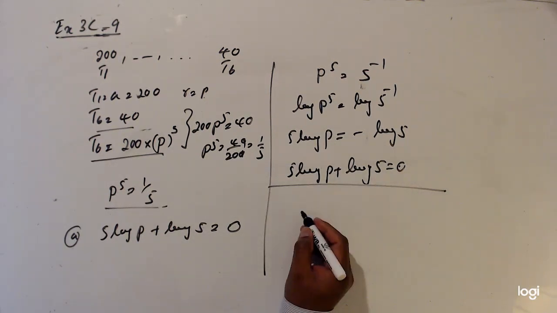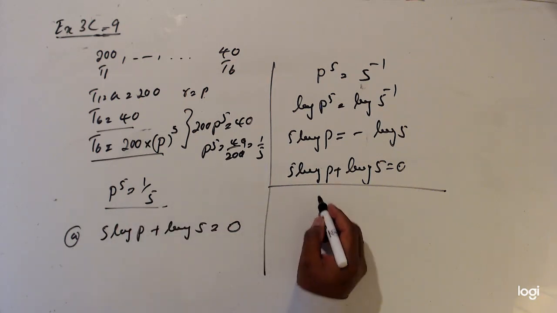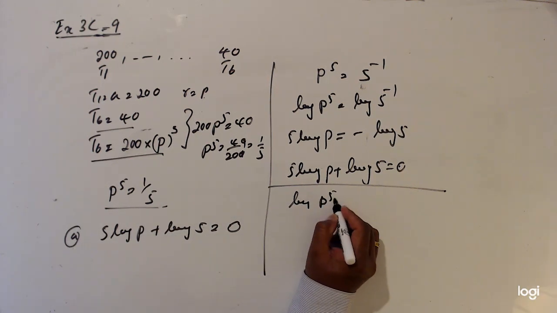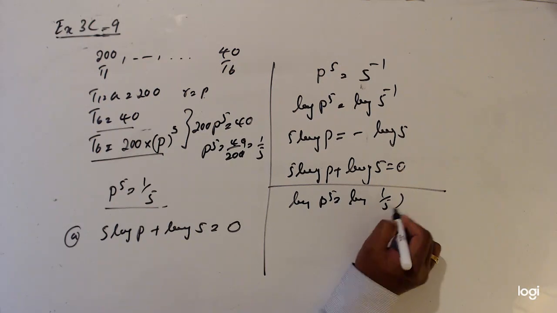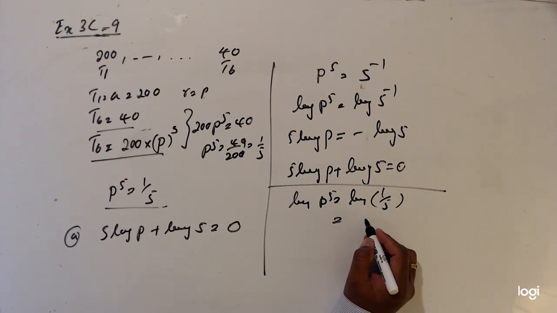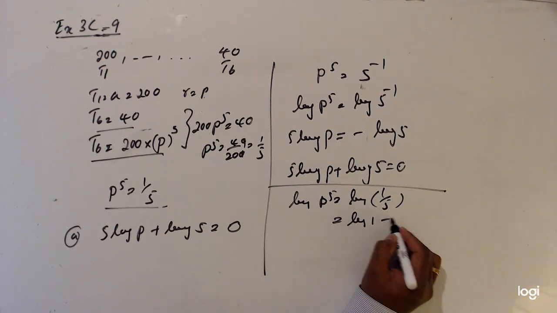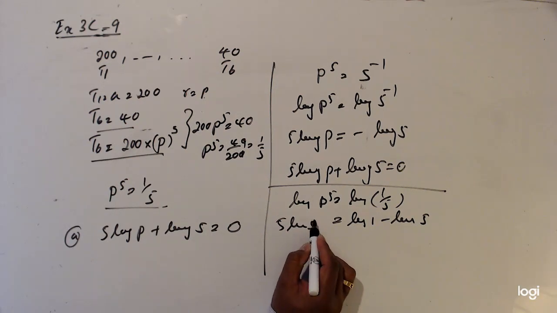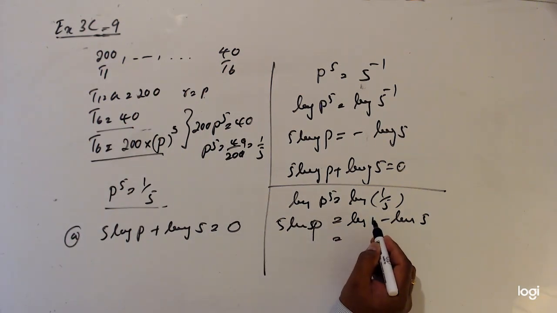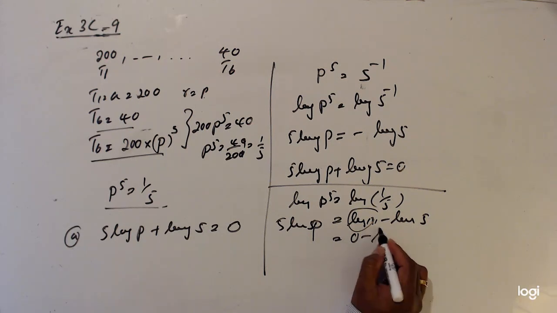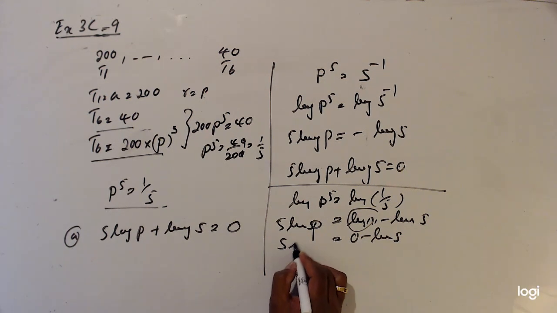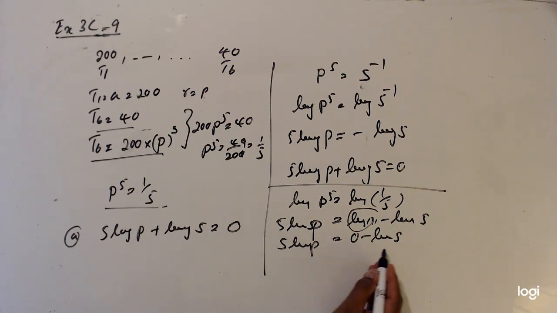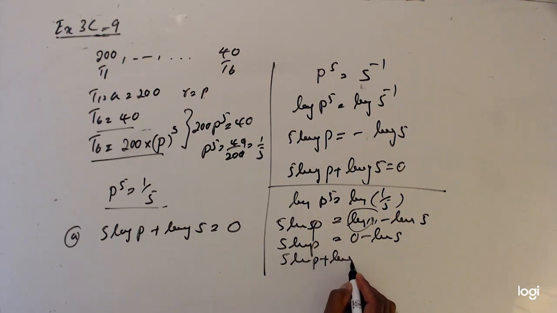The second approach is for this: log P to the power 5 equals log 1 over 5. You can write this as a division, log 1 minus log 5. This becomes 5 log P, and log 1 is 0, so 0 minus log 5. Bring this over: 5 log P plus log 5 equals 0.